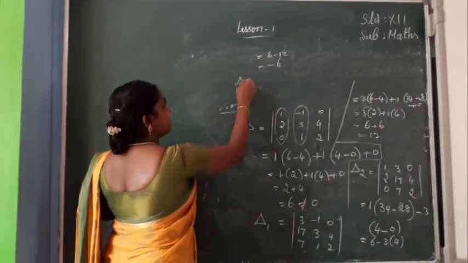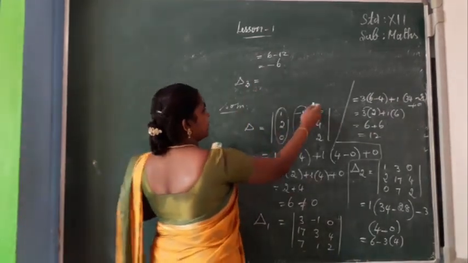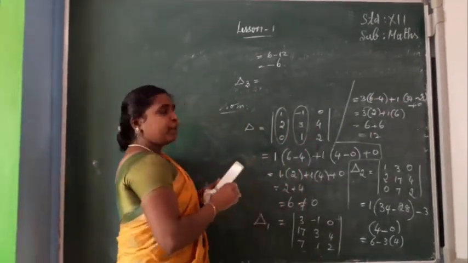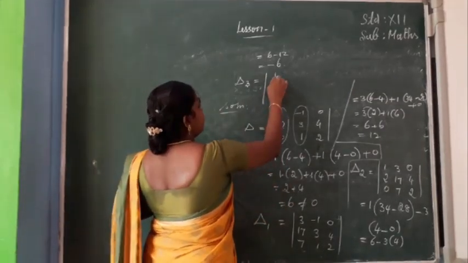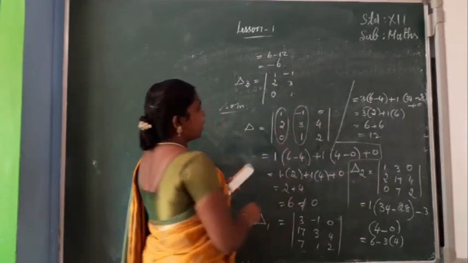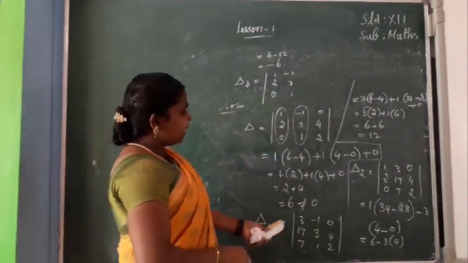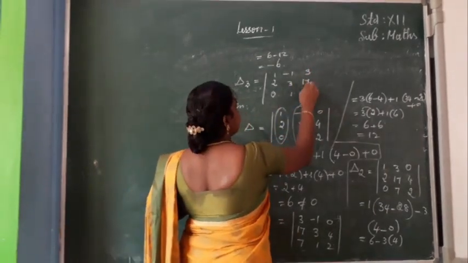Let's find delta 3. Delta 3 equals the first two columns as they are, and in the third column you have to write the b1, b2, b3 values, that is the constant terms. So 1, 2, 0, then minus 1, 3, 1, and the right hand side 3, 17 and 7. That I am going to write here: 3, 17, 7.